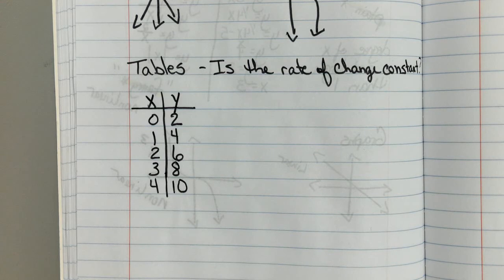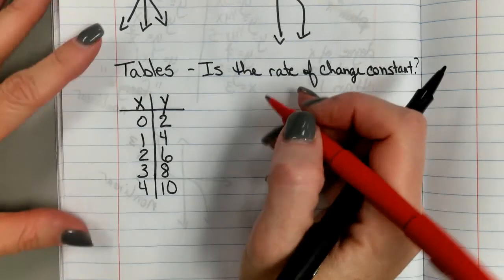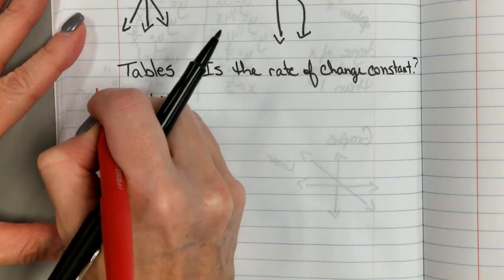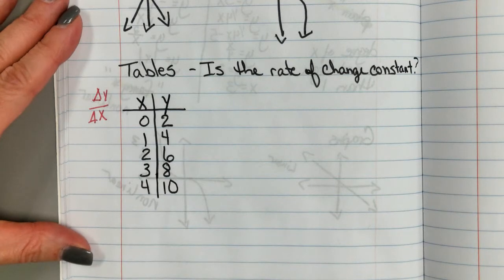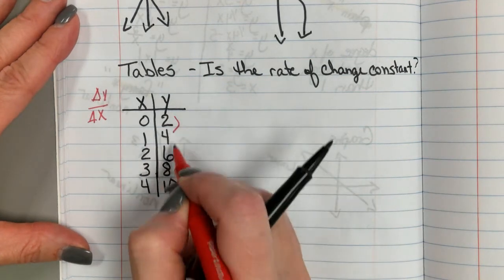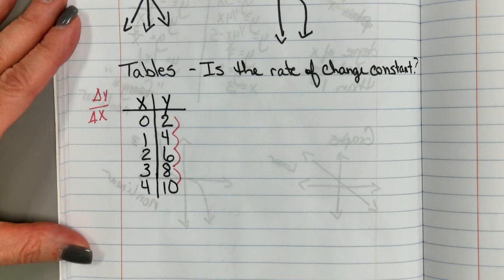All right, so if we want to find the rate of change from a table, what are we looking for? The change in y over the change in x. So delta y over delta x. All right, and you've got to make sure it's every time, not just look at the first couple, because we're asking, is it constant? Okay, so they may wait to the bottom before they throw something in there.